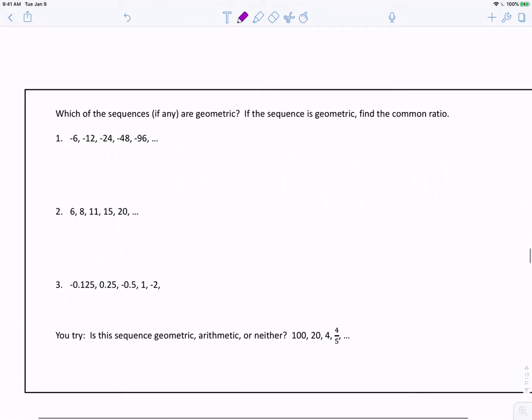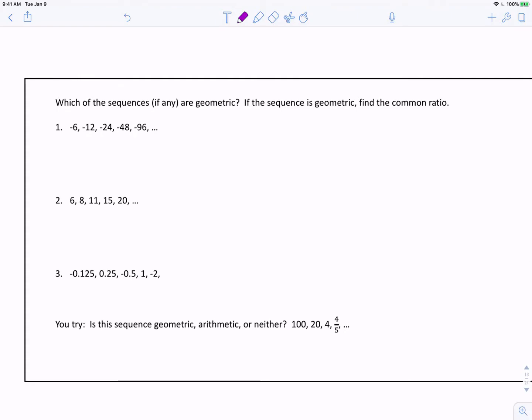So which of these sequences, if any, are geometric? And if the sequence is geometric, find the common ratio. One way to do this is to just start dividing subsequent terms. Negative 12 divided by negative 6 is 2. And then let's take a look at the next pair. Negative 24 divided by negative 12 is also 2. So we think the common ratio is 2.